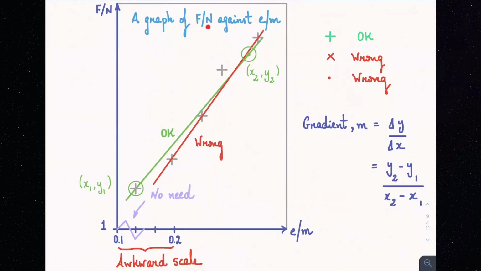The y variable, meaning the quantity plotted on the y-axis, should always be written first. So when we say a graph of force against extension, it is understood that this is on the y-axis, whereas extension is on the x-axis.